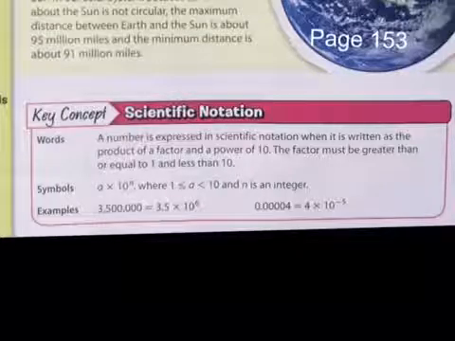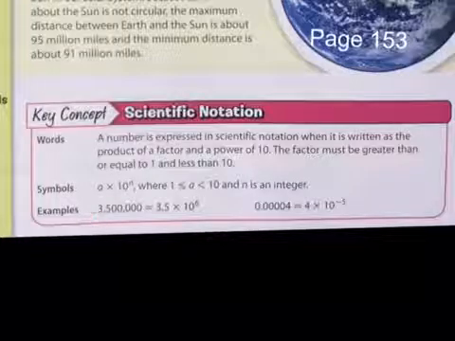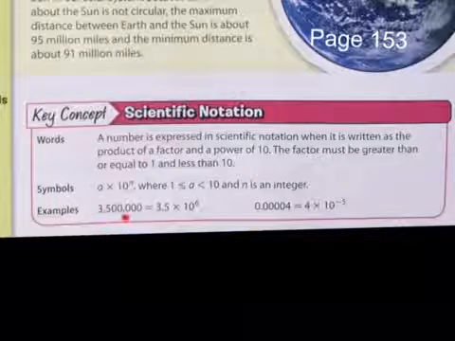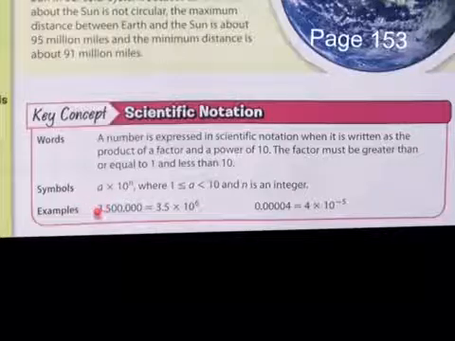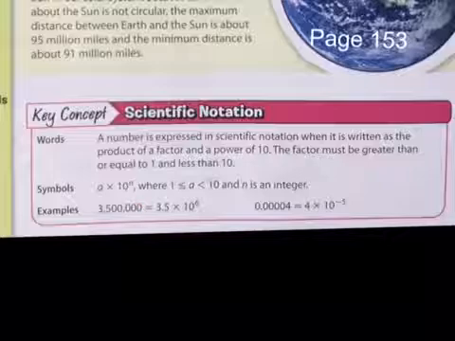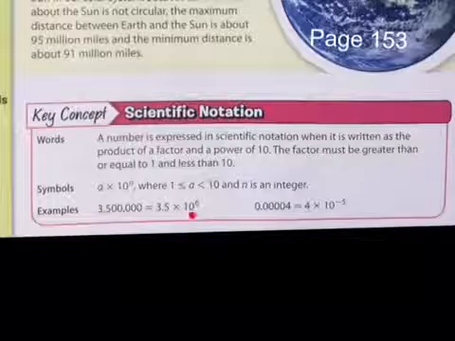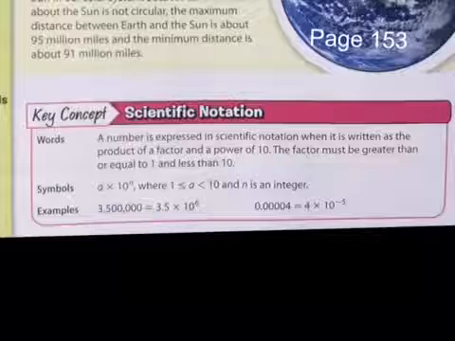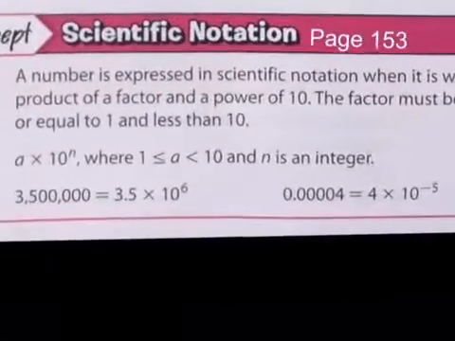For example, here is a number written in scientific notation. We have 3,500,000. We want to leave one whole number, so we're going to write it as 3.5. And then we count 1, 2, 3, 4, 5, 6. All these 6 places will become 10 to the power of 6. Do you see that? So it becomes 3.5 times 10 to the power of 6. I could have zoomed that in, sorry.